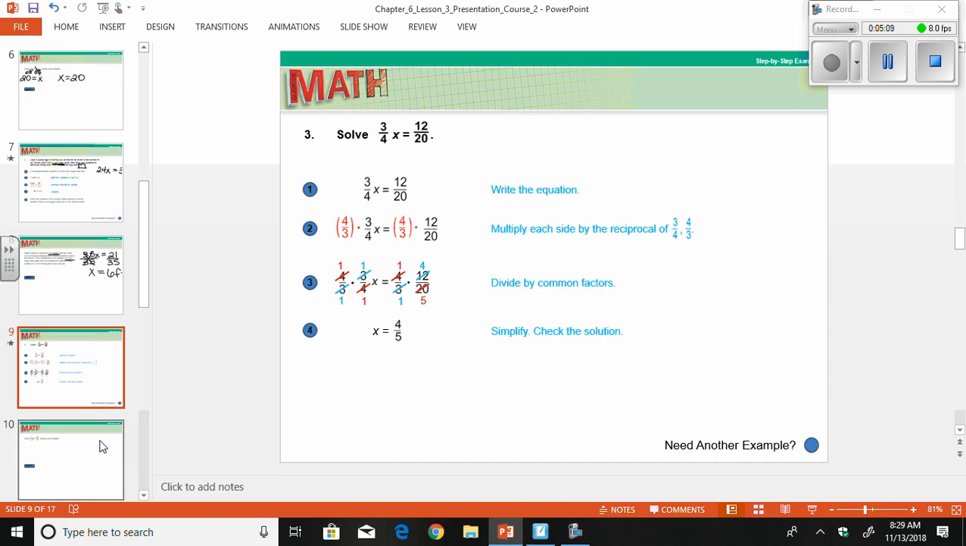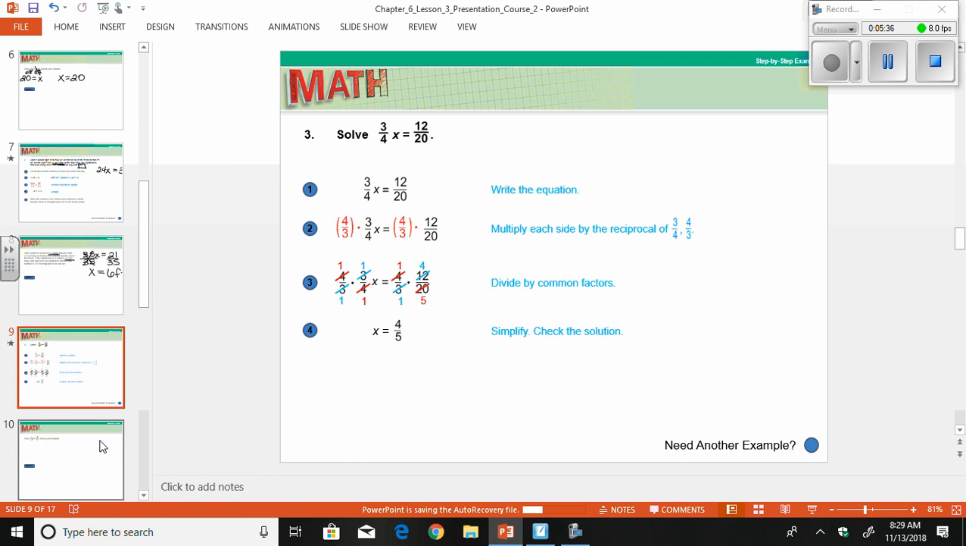Solve 3/4 x is equal to 12/20. Well, we have a fraction on the side, and you've seen me do it a few times when I divide by the reciprocal or multiply by the reciprocal. So in this case, because it's 3/4 x is equal to 12/20, and that 3/4 is multiplying times the x, the quickest way to get the x by itself is to multiply by that 3/4 reciprocal, and you need to do this on your paper in order to get it to stick in your brain.